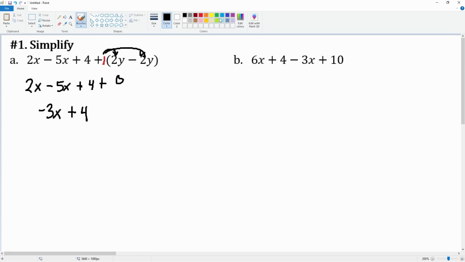For b, let's combine some like terms here. We have the variable term of 6x and negative 3x. That together gets us 3x. Then we have the 4 and the 10. That gets you a 14. So there we go. We combined the like terms.